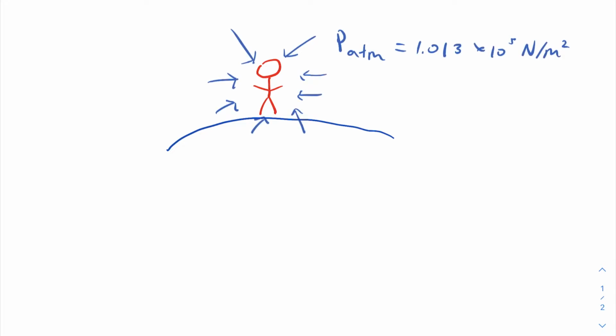For example, a person standing at sea level will experience an atmospheric pressure of 1.013 times 10 to the 5 newtons per meter squared. This pressure acts in all directions in the same way that an object submerged in a fluid experiences pressure all around it. This is actually a result of the weight of the air that extends for miles above Earth's surface.